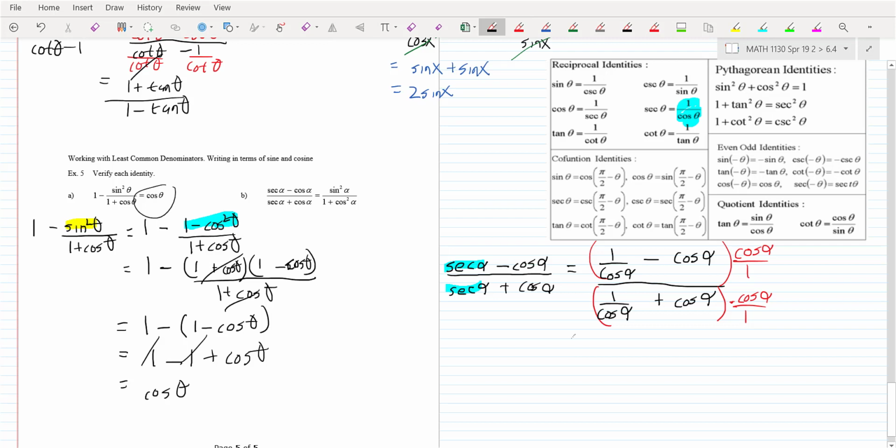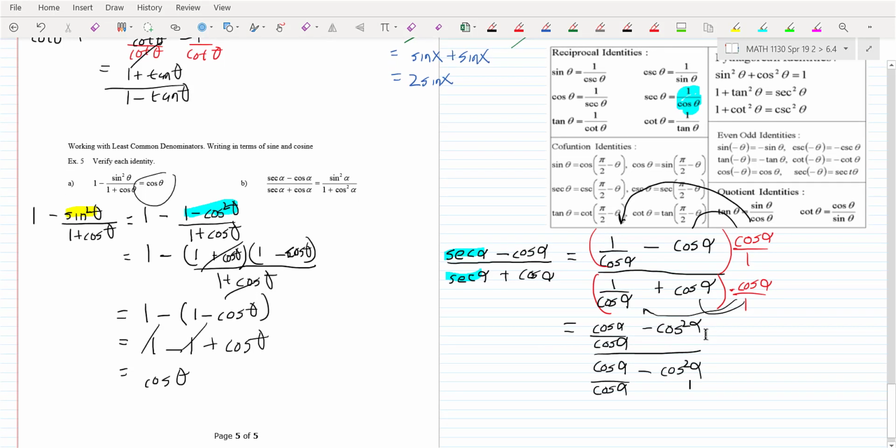All right, so let's see. You want to try to do as much of this as you can in your head. When I do a distributive property, I'll end up getting cosine alpha over cosine alpha. Then I'll have minus cosine squared alpha. Similar thing happens in the bottom. I do a distributive property, I'm going to have cosine alpha over cosine alpha, and then minus cosine squared alpha like that. Okay, so I've got that.